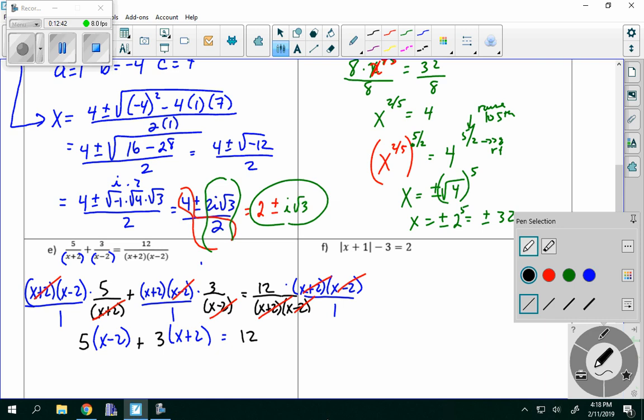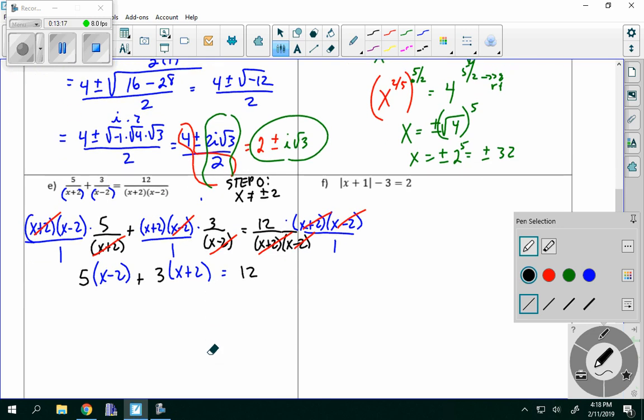Now, before I go on, I forgot a really important step. Before I even get this far, at step 0, I should have said that these two values cannot be the solution, because each one of those numbers would make one of those denominators 0. So if I did all this work and I came out with x equals 2, it would make this denominator 0, which means there's no solution because 3 divided by 0 is not a number. Okay, so let's continue on here.